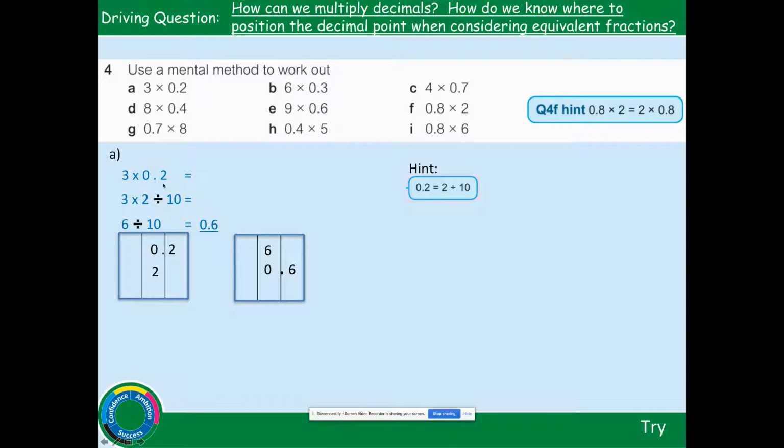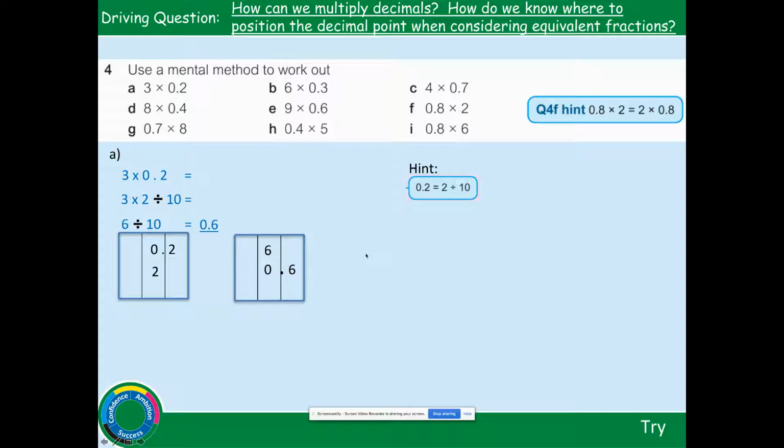Okay, I'm going to multiply by 10 to make this a whole number, which means I will then have to divide by 10 to put it back to where it should be. There you can do 3 times 2. We need to divide by 10. They move the other way, and our final answer is 0.6.